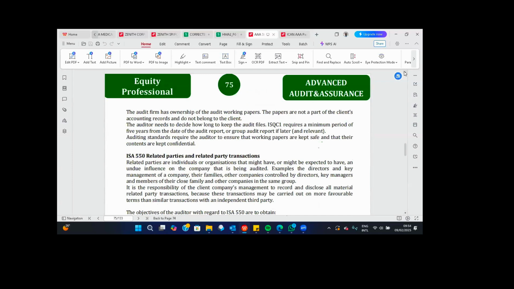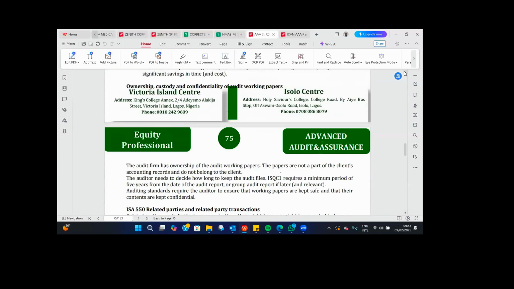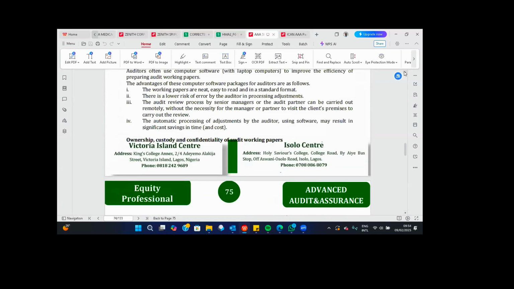All right. Now let's look at this. There's a question that is here. I want us to answer. Who owns the audit working paper? I want us to answer before we proceed. Who is the owner of the audit working paper? I want somebody in the class to give me the answer. The auditor.